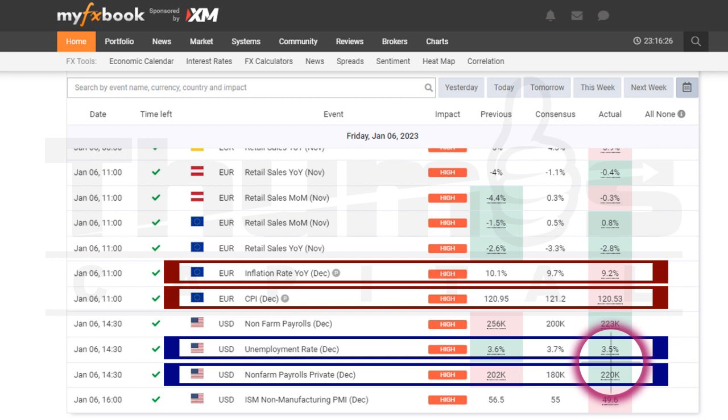NFP came out positive, greater than expected, which is bullish for the US dollar. Similarly, unemployment rate dropped and also came out lower than expected, which is also bullish for the dollar.